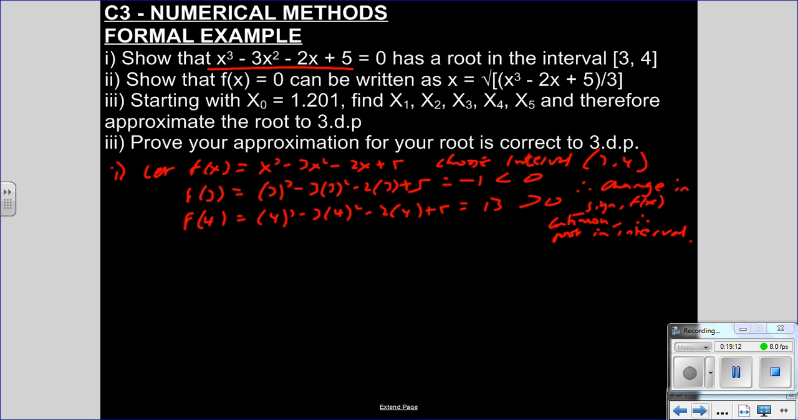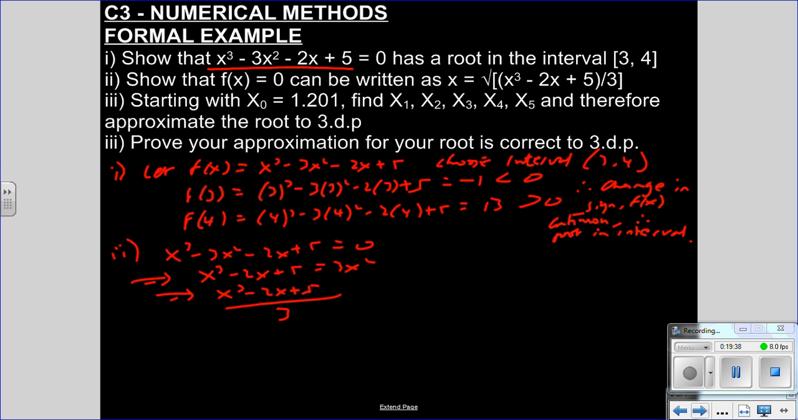Okay, cool. Part 2. So show that f of x can be written as this. Okay, well, we've got to rearrange this thing. The fact that it's got a square root there instantly tells me that I need to get the x squared on the right hand side. So I've got x cubed minus 2x plus 5 equals 3x squared. Divide everything by 3 equals x squared, square root it, and I should have it. So x equals the square root of x cubed minus 2x plus 5 over 3. Fantastic. There we go, tick that one off.